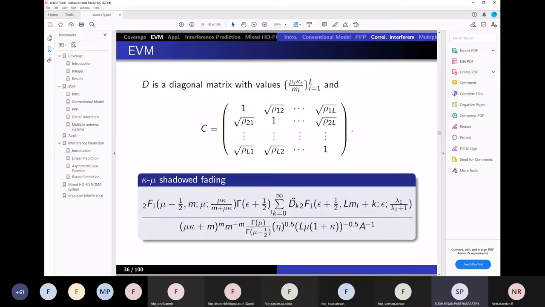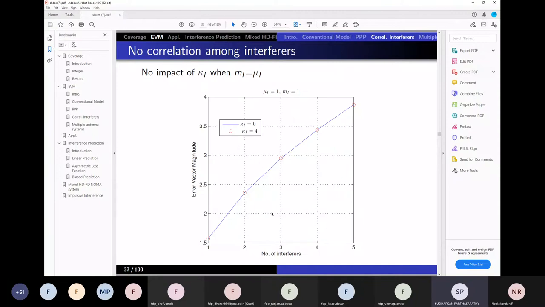Next slide, slide number 37. Okay. So when there was no correlation, you remember me saying in the very first part of this talk, while talking about coverage, I told you that when mu is equal to m, when you change kappa, the coverage doesn't change. It is the same for EVM also, when there's no correlation among interference. When mu I equals mi, if you change kappa I, the EVM won't change, okay?